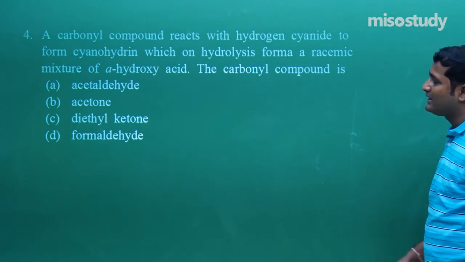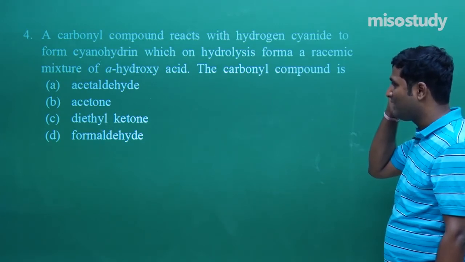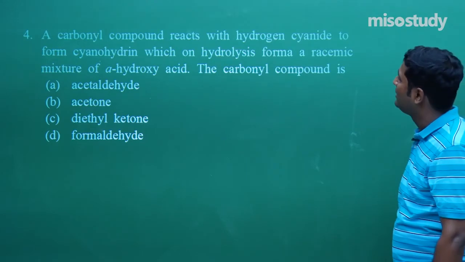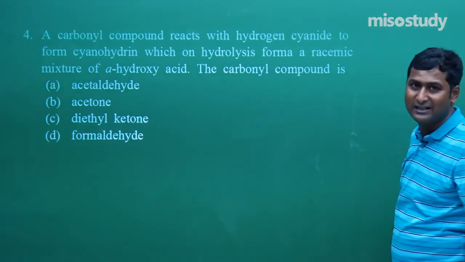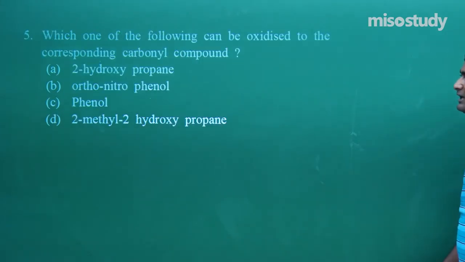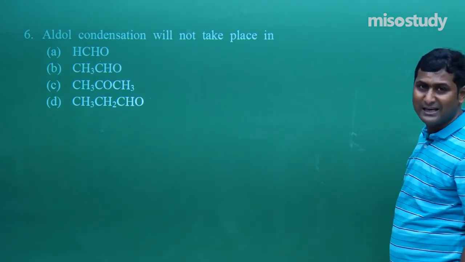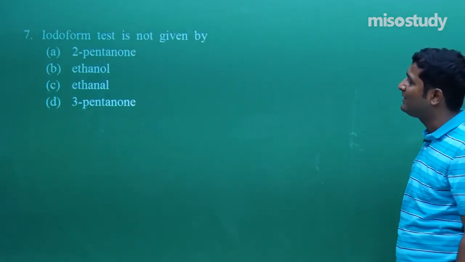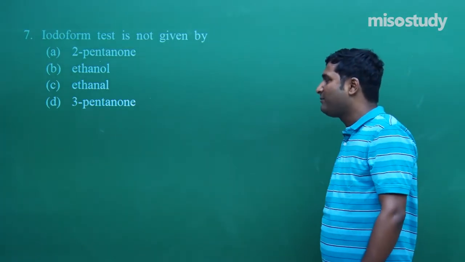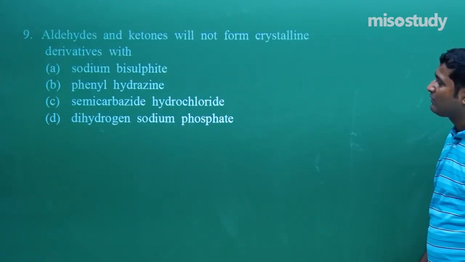The carbonyl compound is, sir, very simple. The carbonyl compound is, tell me, acetone. Alpha hydroxy acid, wrong. Racemic mixture, acetaldehyde. Clear? A is the correct option. For question number 5, that is A, 2-hydroxypropane. For question number 6, aldol condensation, that is A is the correct option. For question number 7, tell me, the iodoform test is not given by D, that is 3-pentanone. For question number 8, what will happen? NaOH. B is the correct option.